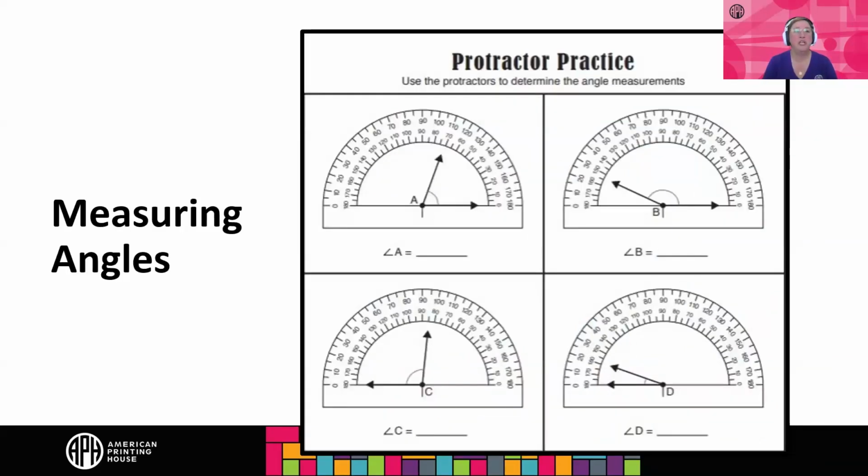Okay, this next worksheet is measuring angles. It says protractor practice. Use the protractors to determine the angle measurements. On the screen are 4 different pictorial representations of a protractor. Each protractor has an angle already placed in a correct position to be measured. Each angle is labeled with a letter, and below it says angle, whatever the letter is, equals blank space.